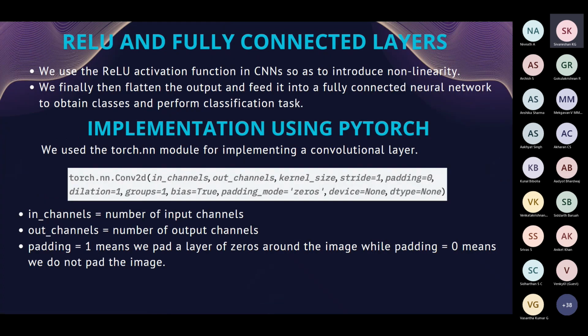And finally, we have ReLU and fully connected layers. So we add a ReLU activation function in CNN so as to introduce nonlinearity. The first question that might come to your mind is why ReLU, why not sigmoid? The problem with sigmoid is that it can easily lead to a vanishing gradient problem, because if you look at the sigmoid function, its maximum gradient is just 1/4. So even after like 10 layers, its gradient would be really small, and we are trying to build some pretty deep models here, so we don't use sigmoid that much because of that reason.